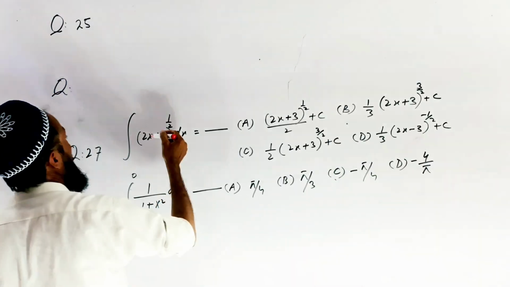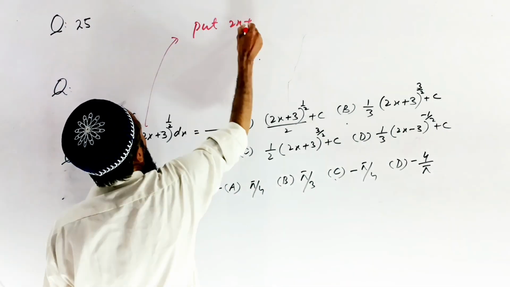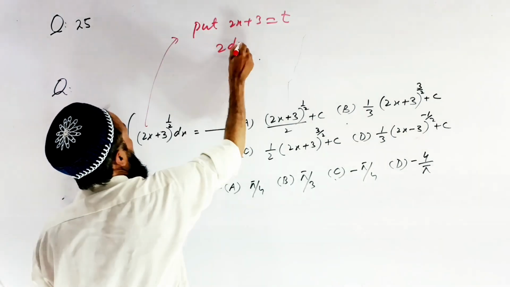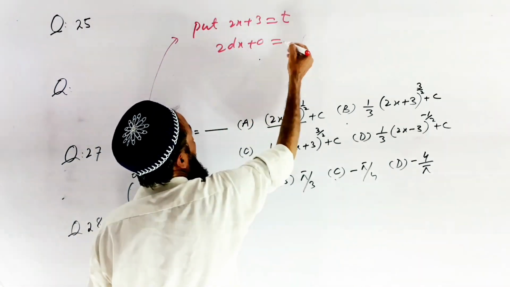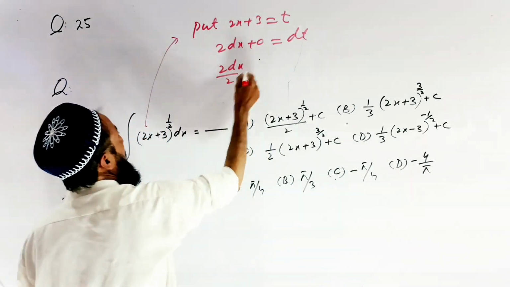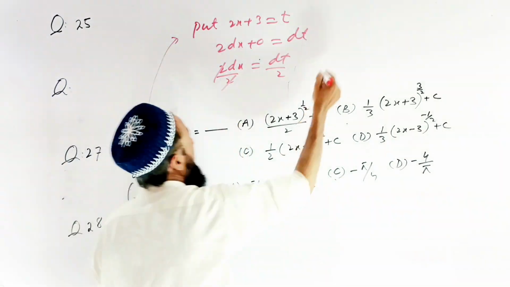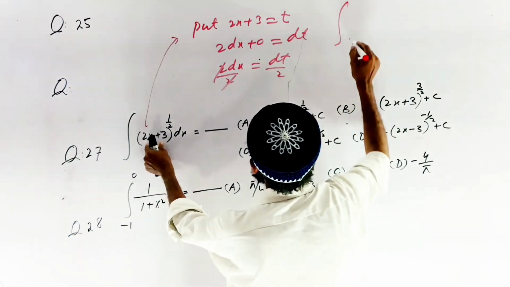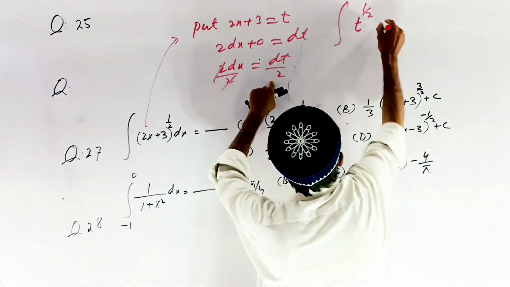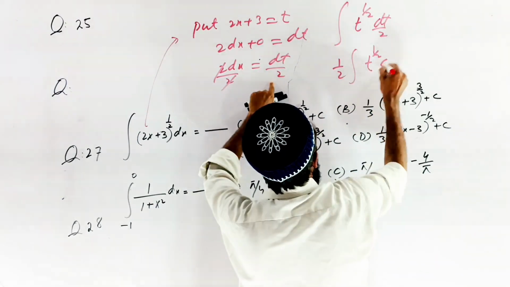We are applying substitution. Look here, if we put 2x plus 3 is equal to t, we differentiate with respect to x. 2 dx, plus 0, because the derivative of a constant value is 0, equals dt. So we divide both sides by 2: dx is equal to dt divided by 2. If we substitute, this is cancelled in the integration. So in place of 2x plus 3 we put t, and dx is equal to dt divided by 2. So 1 over 2, we can write t power 1 over 2 dt.